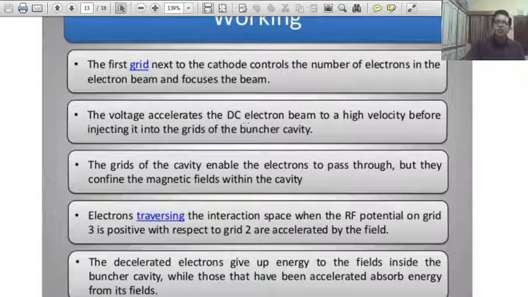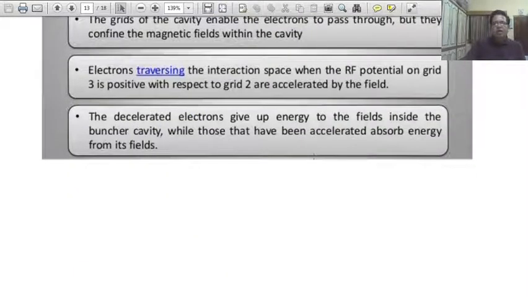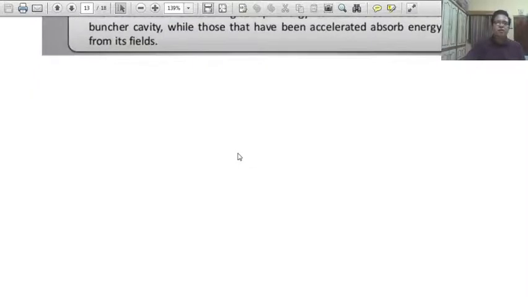Same thing, so you can easily understand the working. Again, electrons are emitted, after that accelerated, decelerated, electron bunching. Okay. Last point, the decelerated electrons give up energy to the fields inside the buncher cavity while those that have been accelerated absorb energy from its field. Okay.